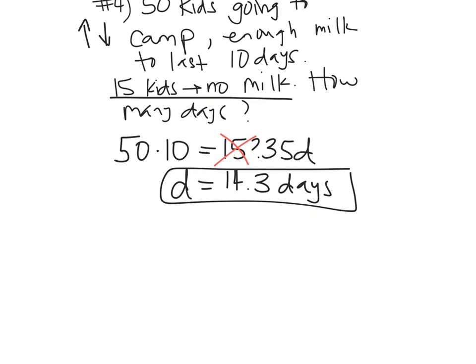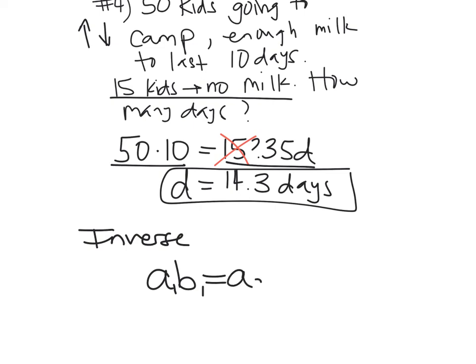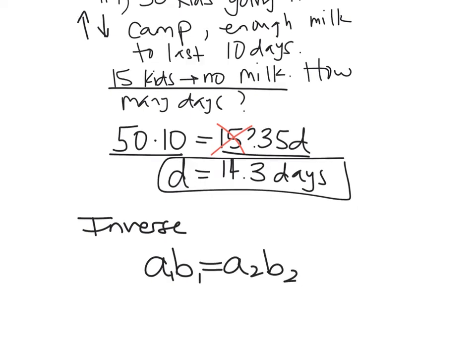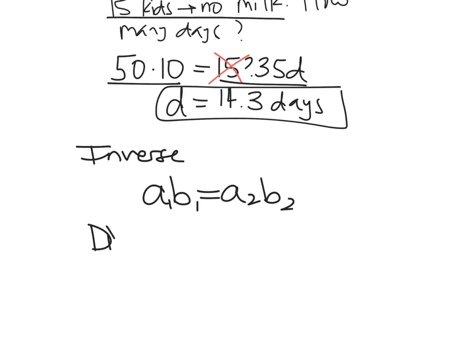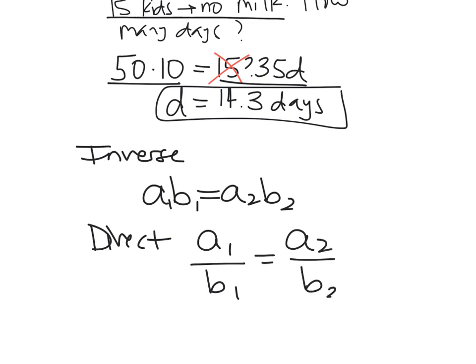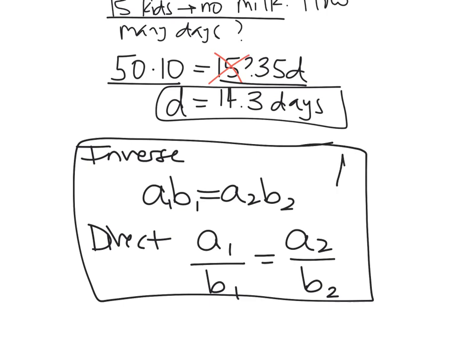Okay? Now, when you get to this section in your homework on that packet, they're all going to be the same. You're going to set up products equal to each other. So for inverse variation, for those second group of problems, it's going to be A1 B1 equals A2 B2. Set up products. For direct variation, it's A1 over B1 equals A2 over B2. That's the main key thing that you want to know in order to solve these, and then you just solve them accordingly.